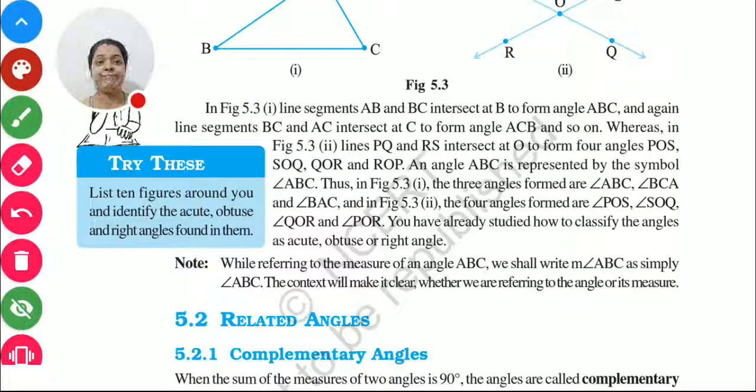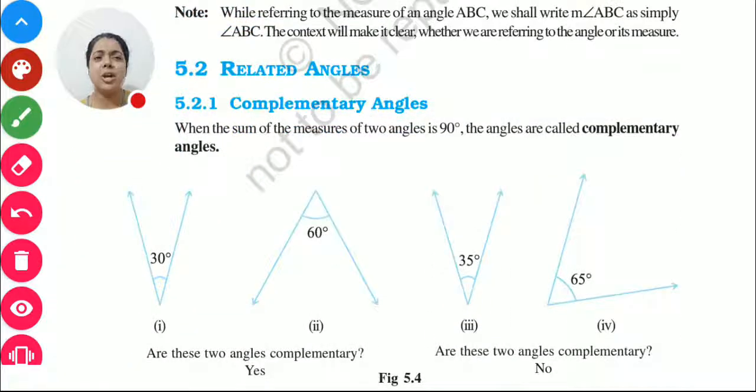Now comes the next, which is something new for you, because till now what you learned was only related to your class 6. Now we are coming to something which is related to your class 7. So let's go for that. It's talking about the angle which is known as a complementary angle.